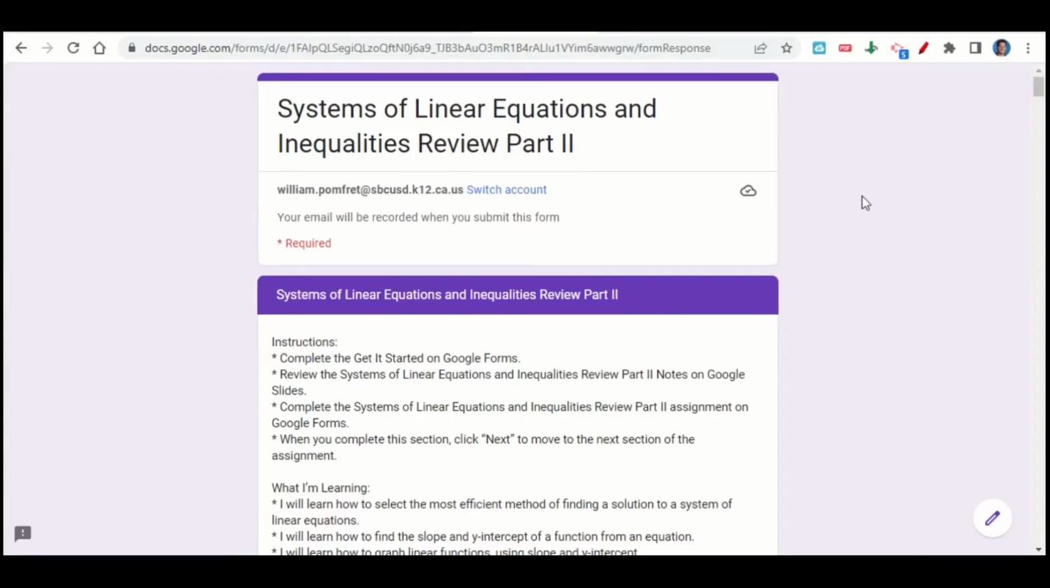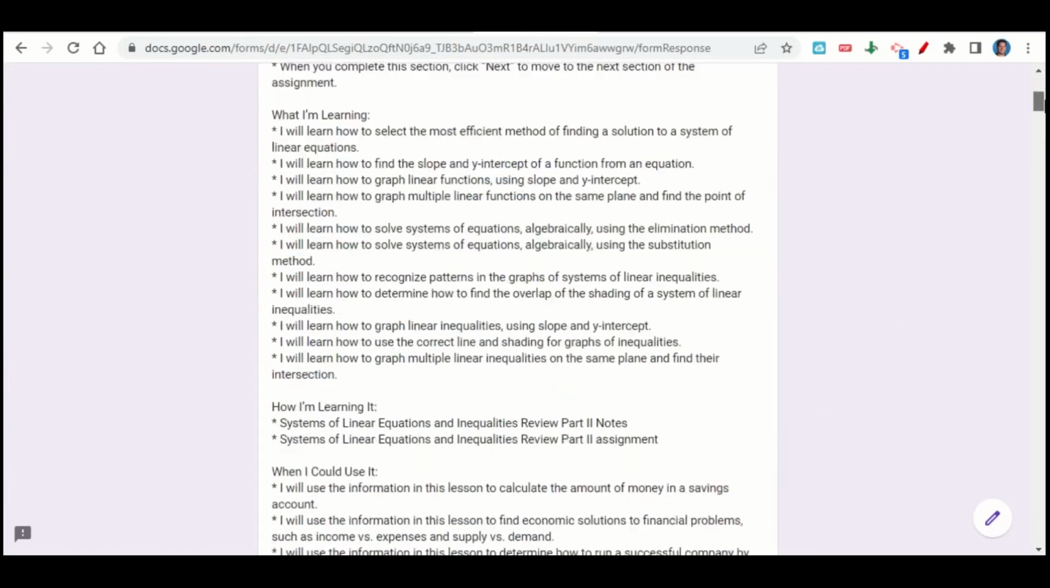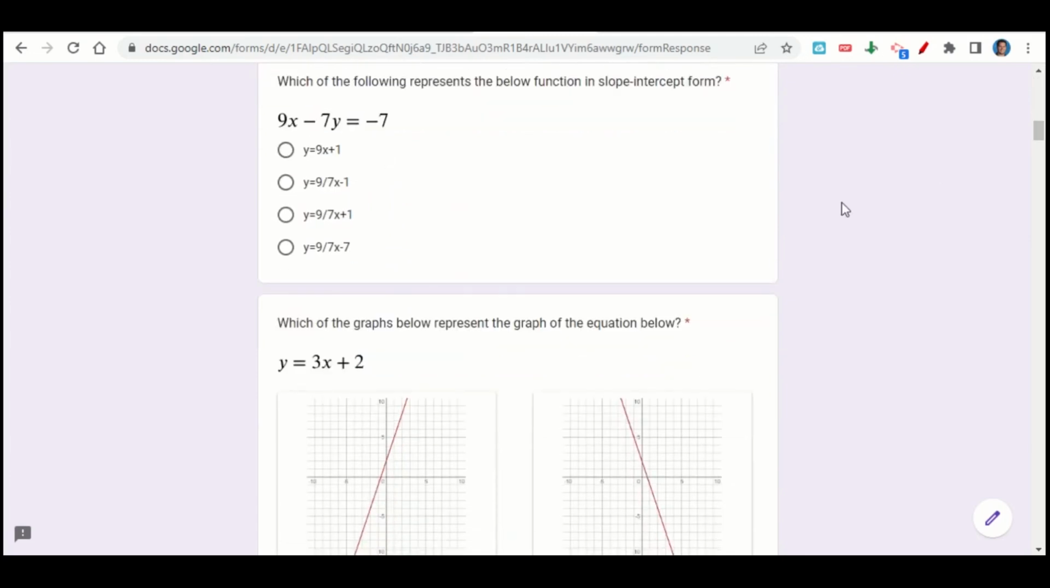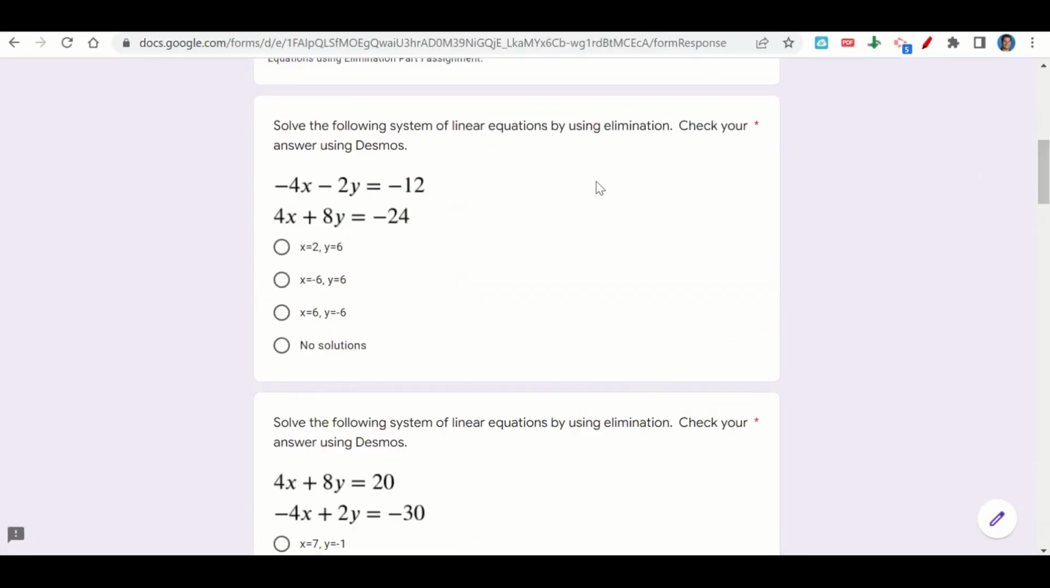Let's take a look now at the Systems of Linear Equations and Inequalities Review Part 2 assignment. The assignment begins with the learning goals and success criteria. If we scroll down, we can see the questions. So we're going to solve using elimination, and it says to check your work using Desmos.